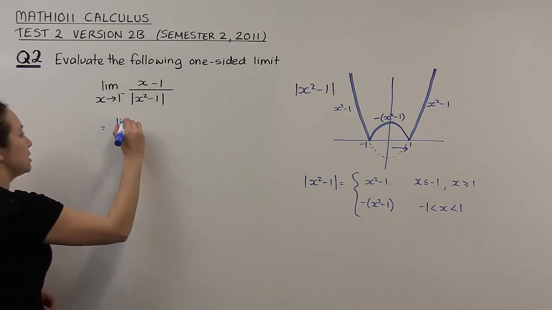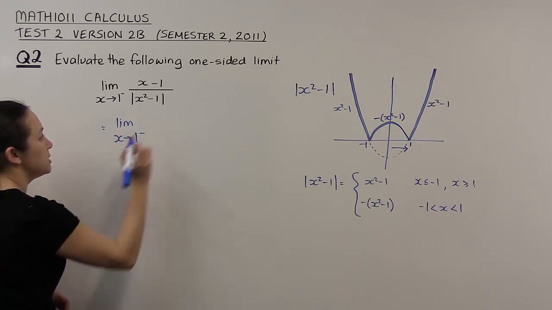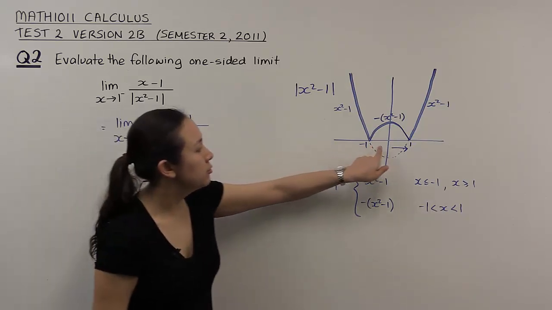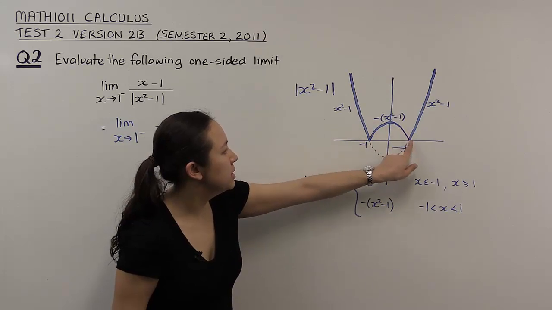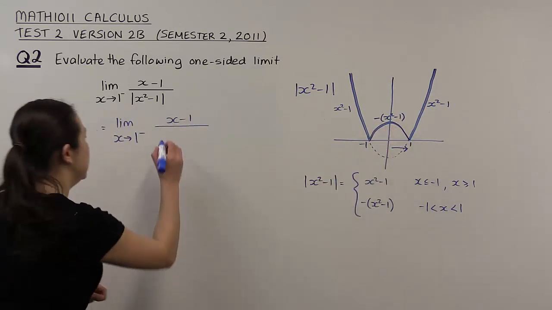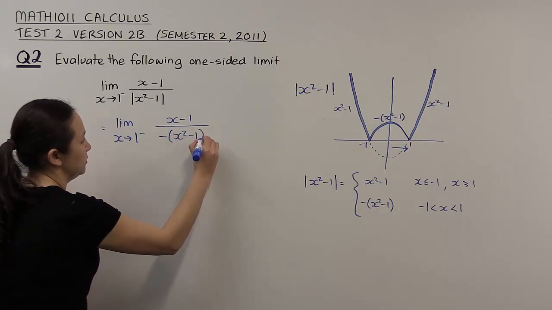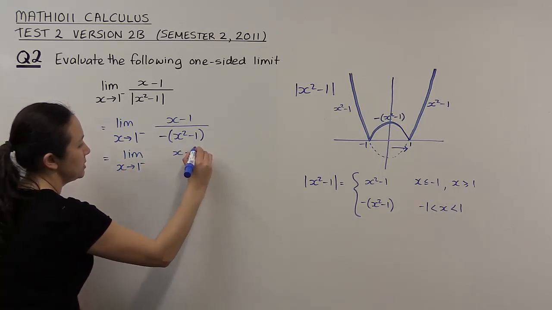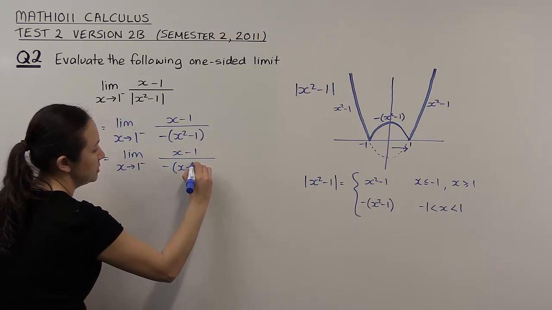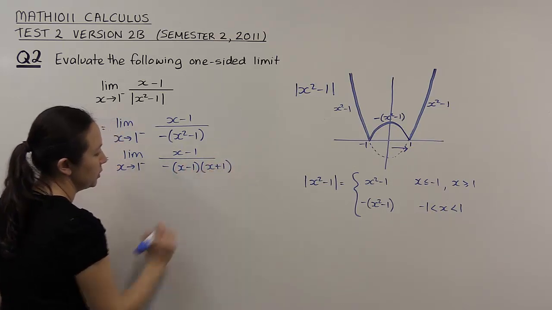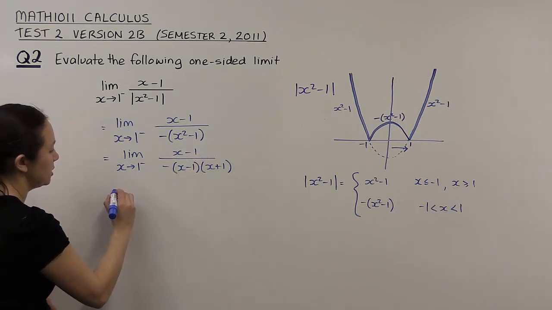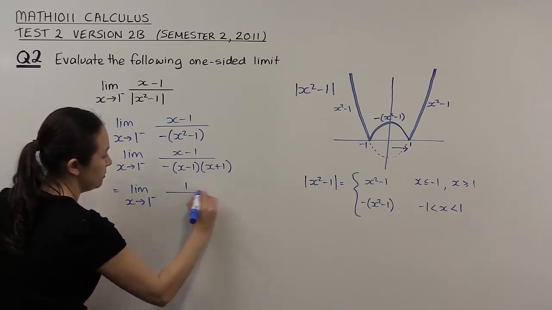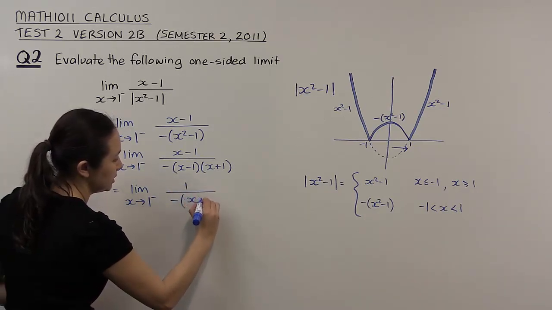We have the limit as x approaches 1 minus, and x minus 1 is on the numerator. But when we're approaching 1 from the left, the absolute value of x squared minus 1 is this equation, minus outside of x squared minus 1 here. So we can simplify. We can simplify because x squared minus 1 factorizes to x minus 1 times x plus 1. We can see x minus 1 is a common factor on top and bottom. So this is the limit as x approaches 1 from the left of minus outside of x plus 1.